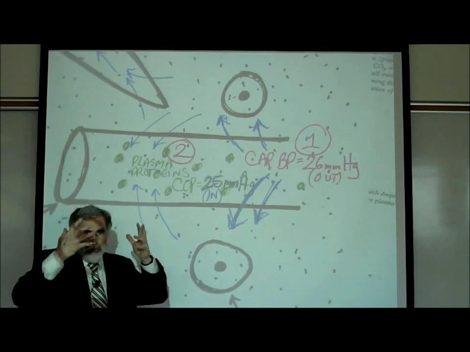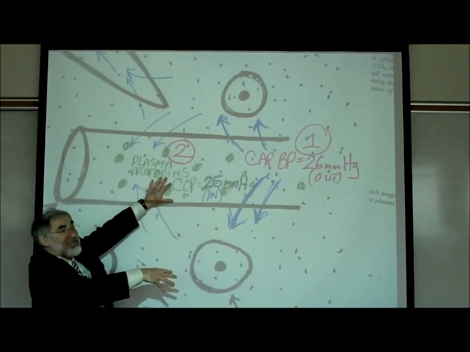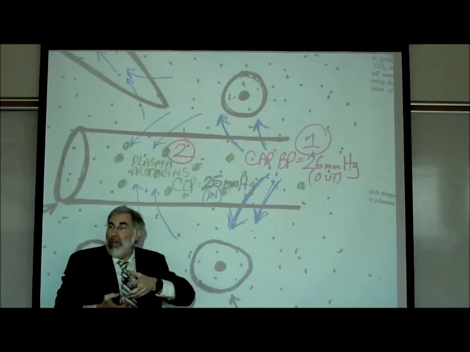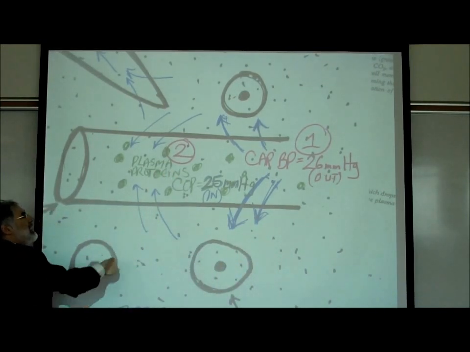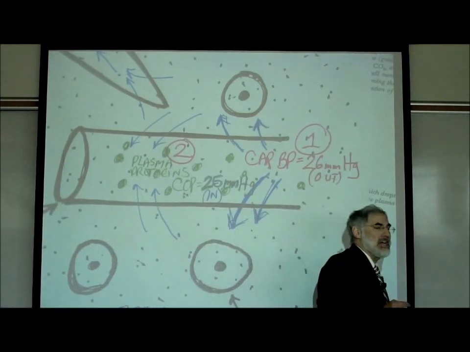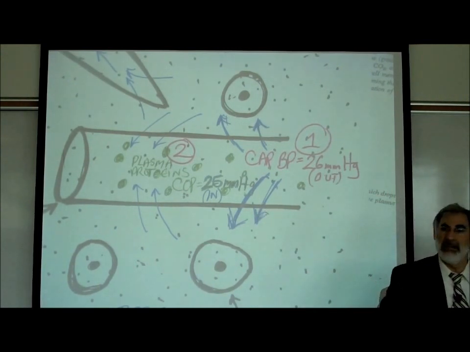But if it helps you to visualize this easier, just imagine that these extra solute particles, these proteins, are in a sense osmotically drawing water into the vessel. Now, how big did we say this colloid osmotic pressure is? It's 25 millimeters of mercury.